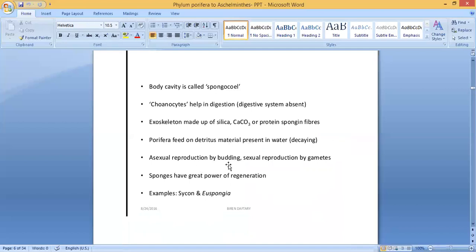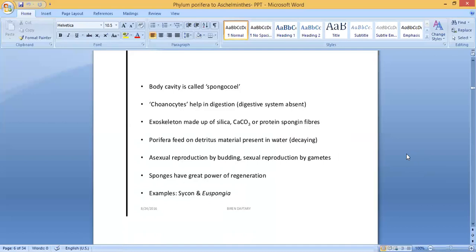Then how will reproduction take place? Mainly asexual reproduction by the budding method. Budding means from the body itself, some bud-like structures come out. Each bud separates and grows as a new adult. And sexual reproduction also takes place by gametes. Male and female gametes fuse, a zygote forms, and the zygote grows as a new individual.